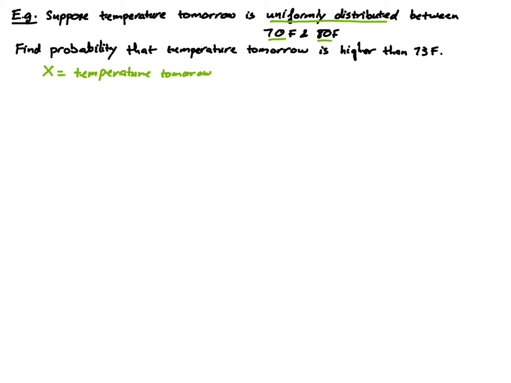Now that gives us enough information to write down the probability density function of x, so the PDF. Right? The PDF fx is going to be equal to 1 over 80 minus 70, which is 1 over 10, if x is between 70 and 80. Right? So if 70 is less than or equal to x, less than or equal to 80. And then fx is going to be 0 otherwise.